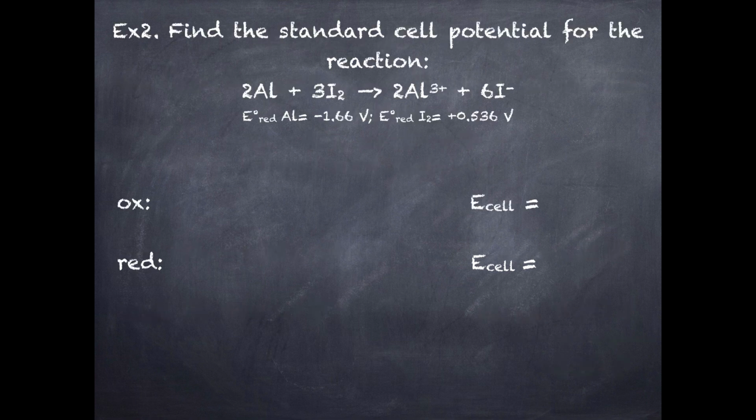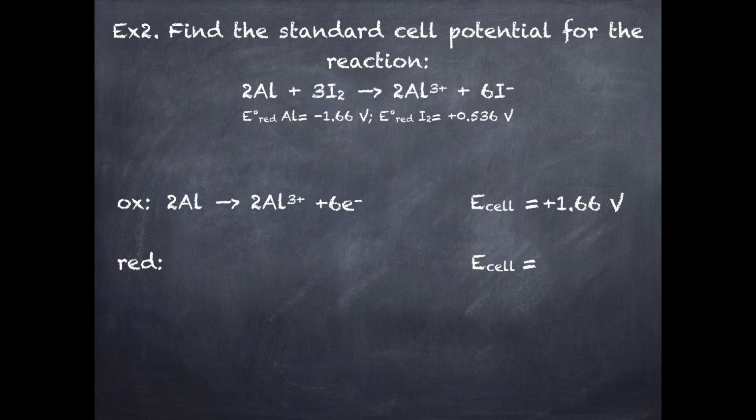Here, I give you the reduction potentials for aluminum and iodine. Let's figure out what's being oxidized. Aluminum goes from a 0 oxidation number to 3+, which means it is being oxidized. To balance this properly, notice I have no charge on my reactant side for aluminum. I've got 2 3+ charges on my product side, which means a total of 6+, so I need 6 electrons. The reduction cell potential for aluminum is -1.66, which means the oxidation potential is the negative of that, so +1.66 volts.